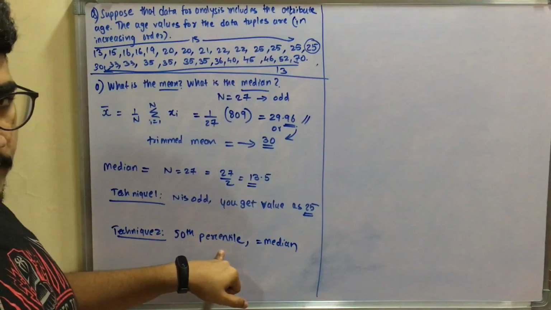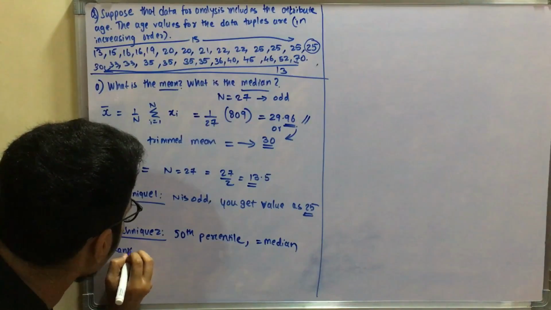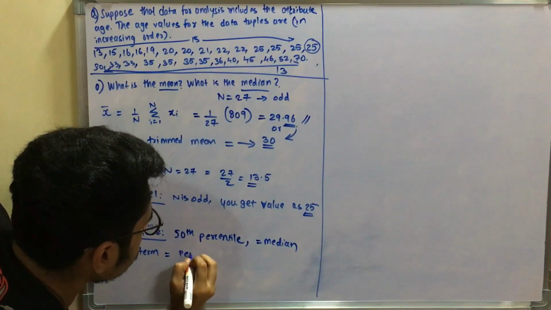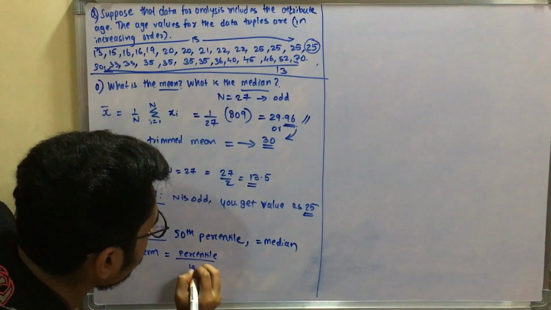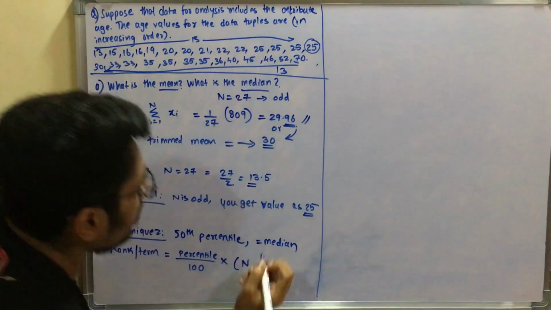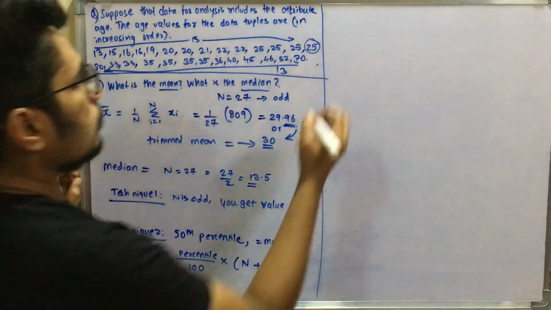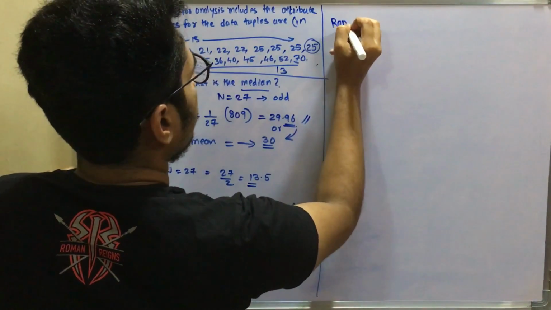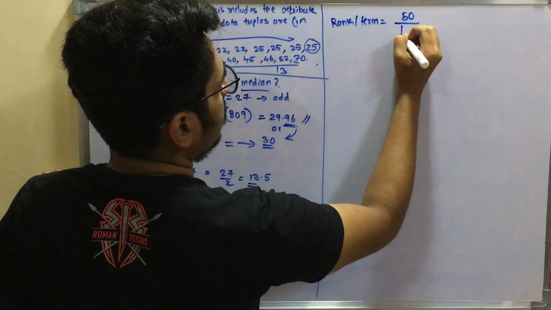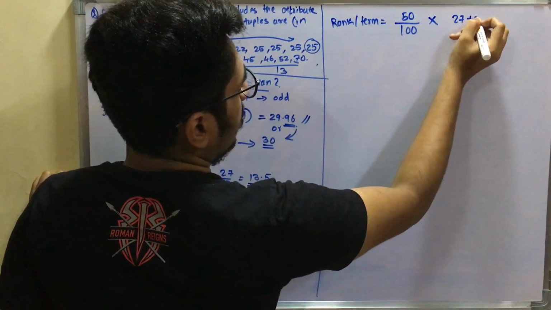The formula or calculation for getting that term is very easy. You can have a rank or term. The rank or term is given by the formula percentile divided by 100 multiplied by the number of items in this set, that is you have n items, so n plus 1. So the rank or term is equal to the 50th percentile divided by 100 multiplied by n plus 1, where n is 27, so 27 plus 1.